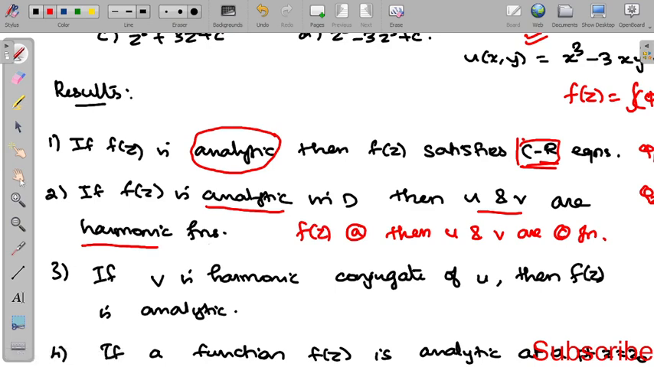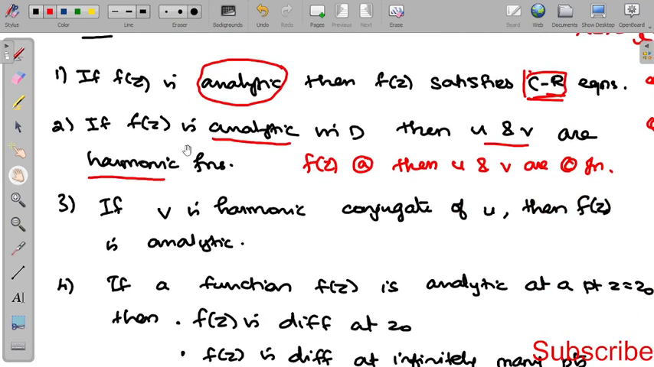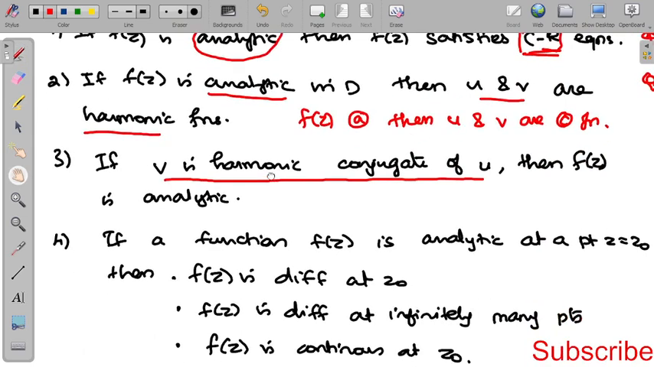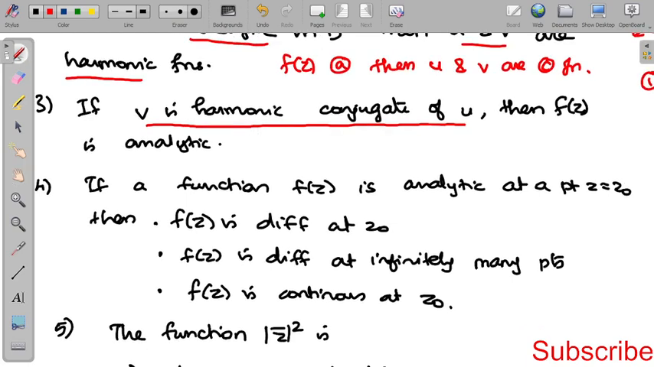Now we can see the third result. If v is the harmonic conjugate of u, then f(z) is analytic. If this is satisfied, that is, v is the harmonic conjugate of u, then also we can say that f(z) is analytic.